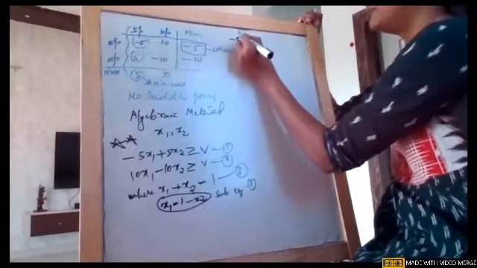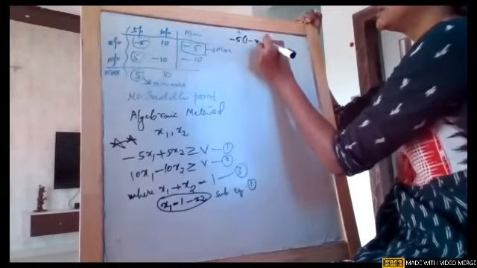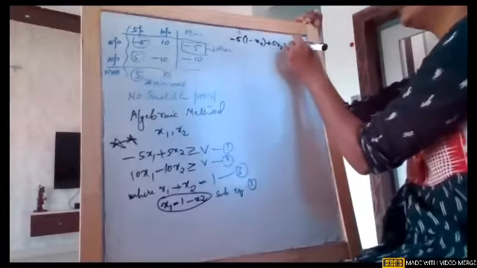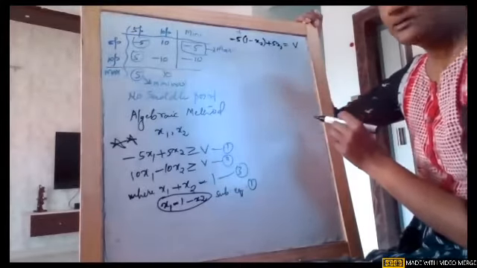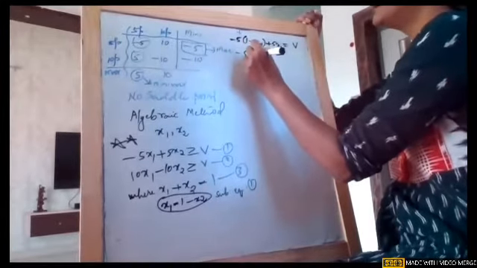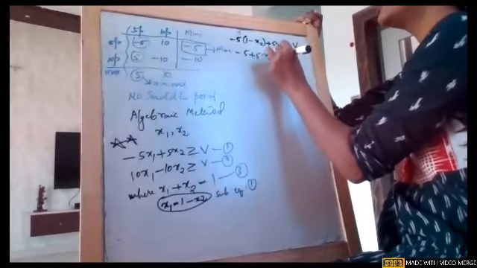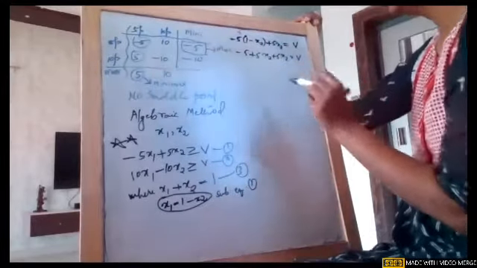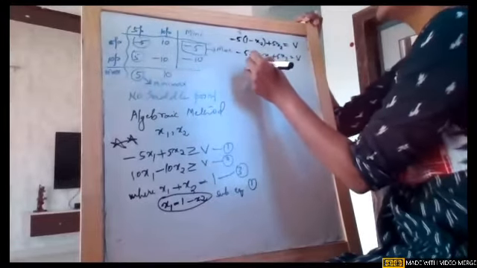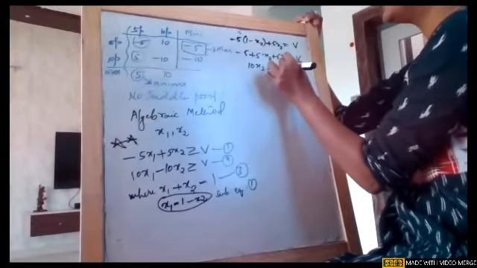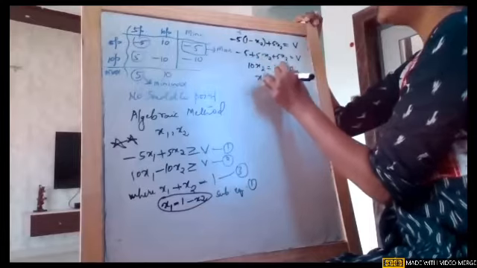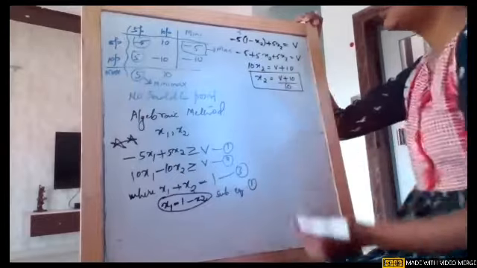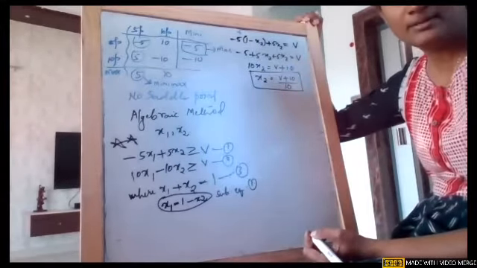So minus 5 into 1 minus x2 plus 5 into x2 is equal to v. So this is our value of the game. When I solve it, minus 5 plus 5x2 plus 5x2 is equal to v. So 10x2 is equal to v plus 10. x2 is equal to v plus 10 by 10. This is what we got.